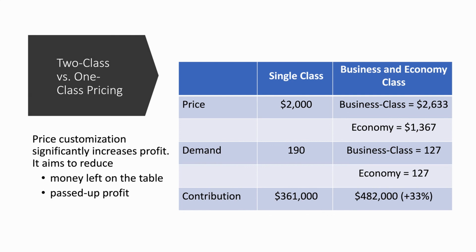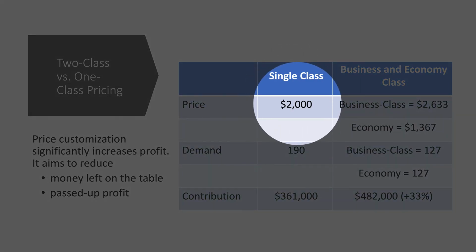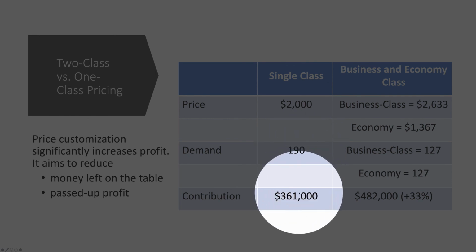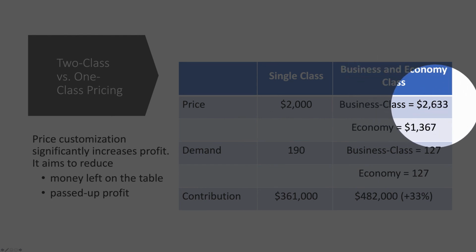In summary, here's a comparison between single class and two different classes in terms of pricing. For single class, the optimal price is $2,000, and we sell 190 tickets, and the total profit or contribution is $361,000.